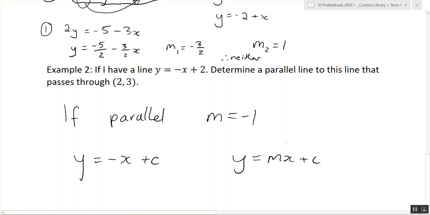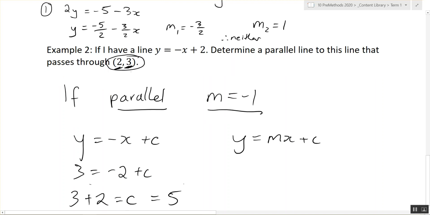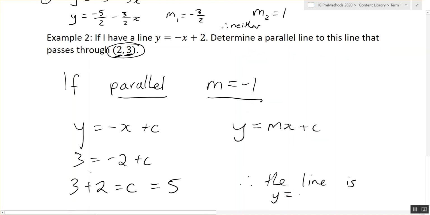Now how can I find the c? I use this point to fill it in. So y equals 3, x equals 2. Does that make sense? Negative x, somebody, plus 5.